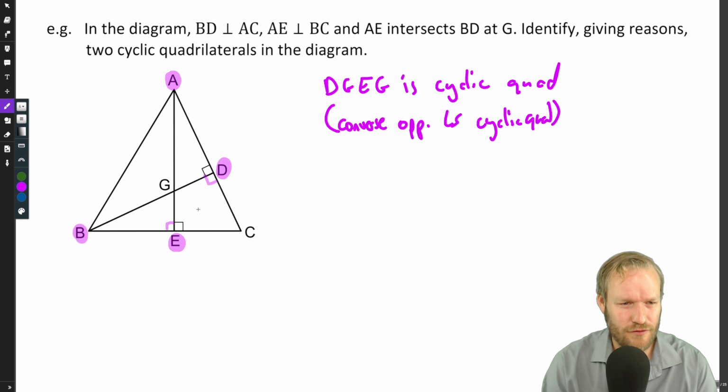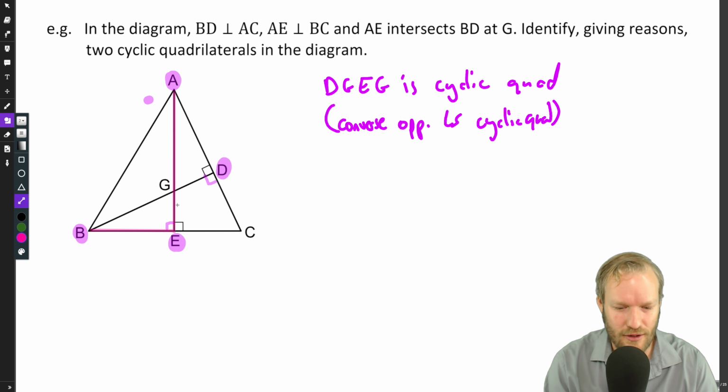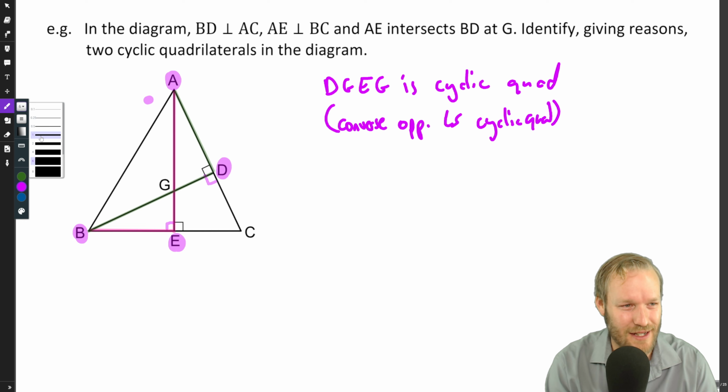So I'm going to remove that line there because I think it's easier to see the angles in same seg. Let's start from A and B. From A and B, we can create or subtend an angle at E. But also from A and B, we could create or subtend an angle here at D. Well, both of those are the same, right? They're both 90 degrees. Done. There we go. That's our second cyclic quad.